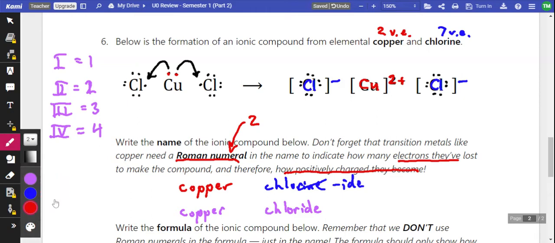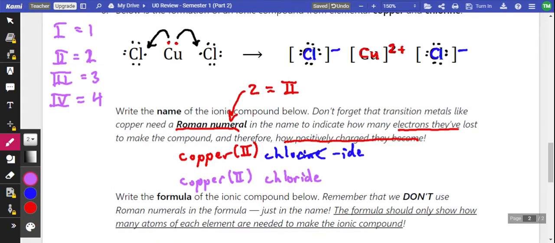So in this case, what we need is the Roman numeral 2, which is II. We put that in parentheses right after our cation's name to say that in this compound, copper is giving up 2 valence electrons. So our whole name for this is not just going to be copper chloride, but it's got to have that Roman numeral 2 in there. Can we just read that out as 2? So this is going to be copper(II) chloride.